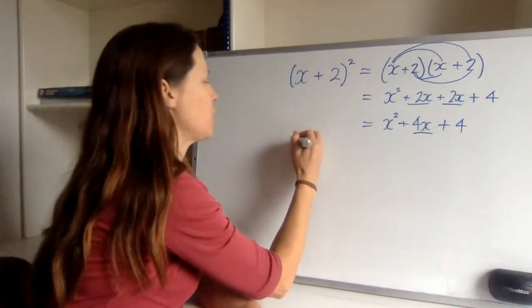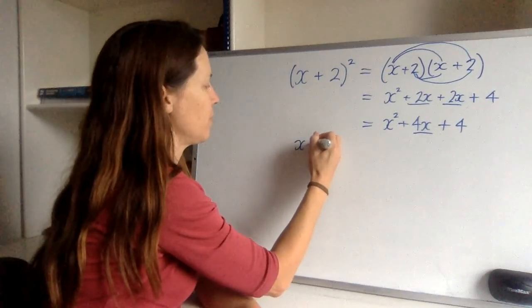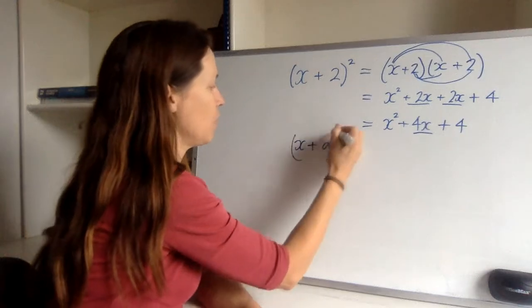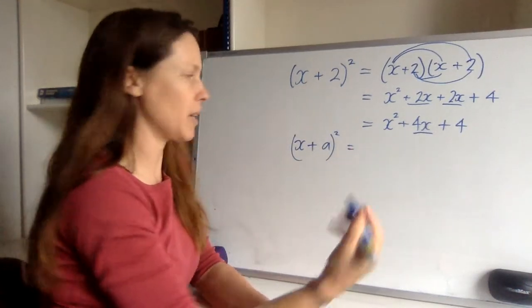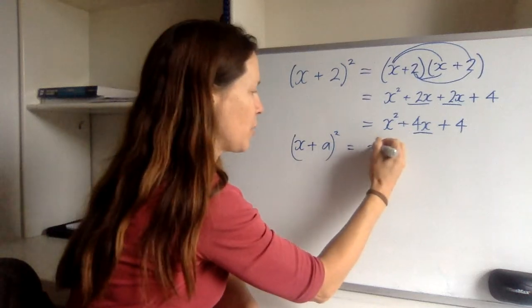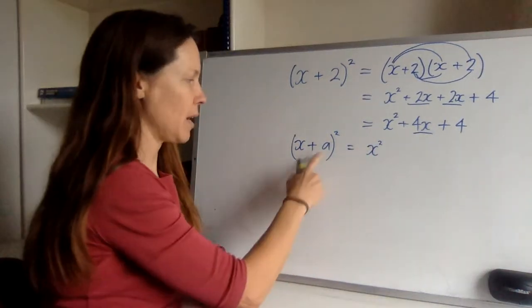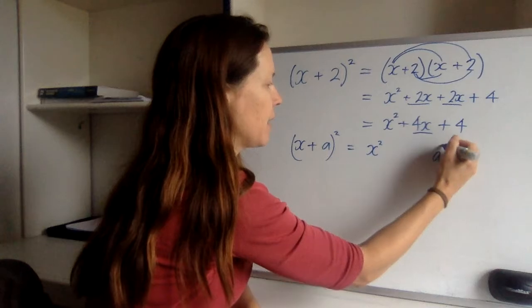Now, to look at this in a more general way, let's say we have (x + anything at all), then we can see that there's going to be a pattern with what we get each time. We're always going to get the first thing squared as our first term, and we're going to get the last thing squared as our last term.